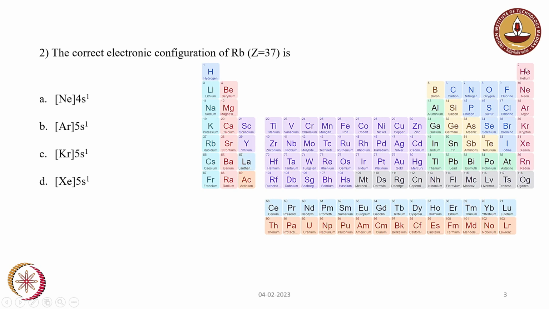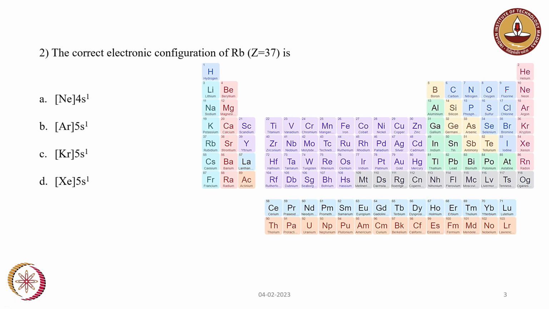In the periodic table, among the inert gases, the first one is helium, which has an atomic number of 2. Next is neon, which has 10. Next is argon, having 18. And next is krypton, which has 36. And the next one is xenon, having 54. Our element of interest is rubidium, having atomic number 37. So for 37, the nearby inert gas is krypton.